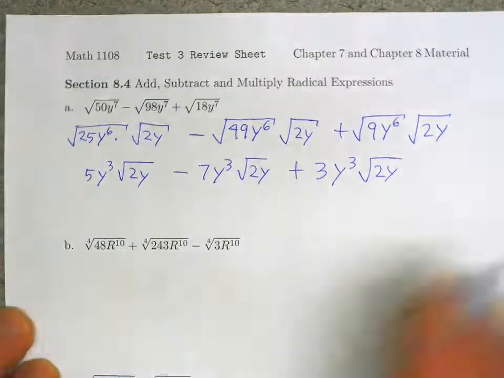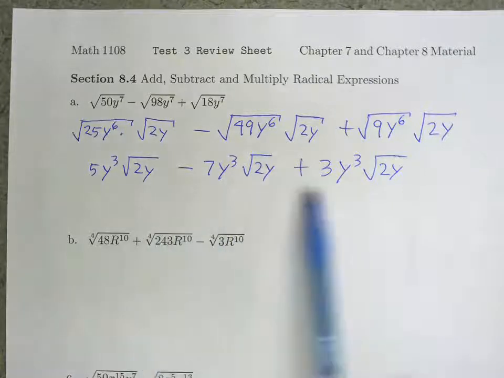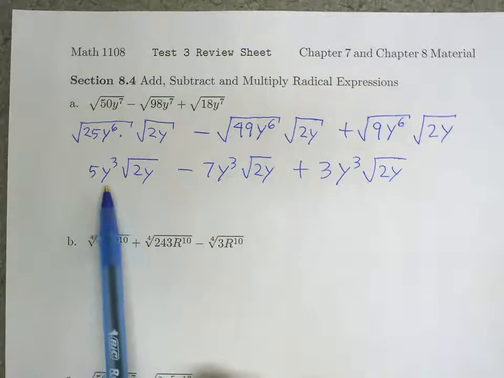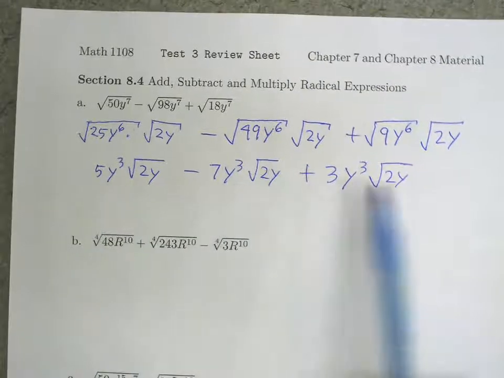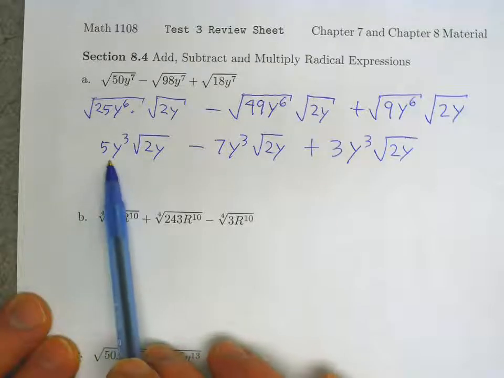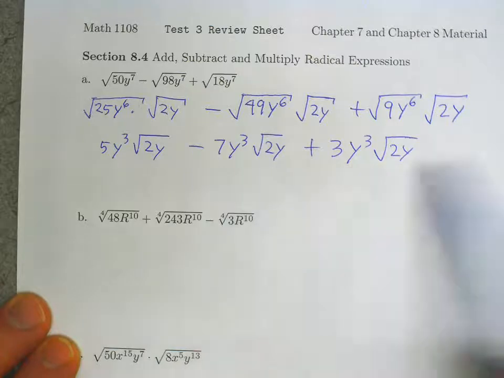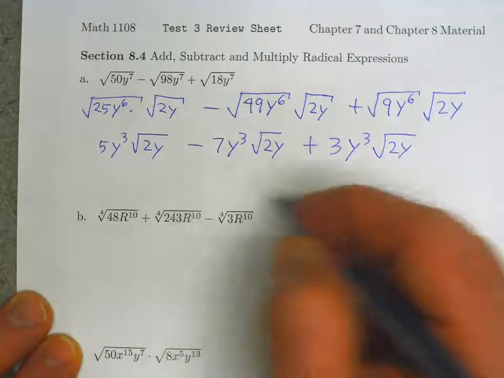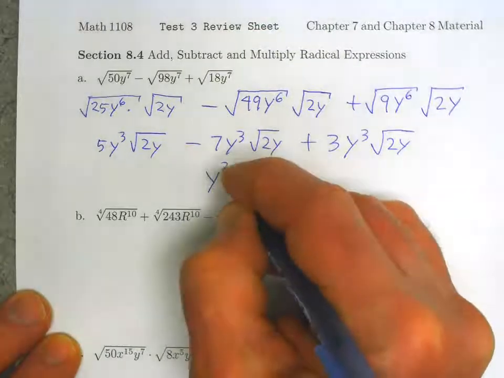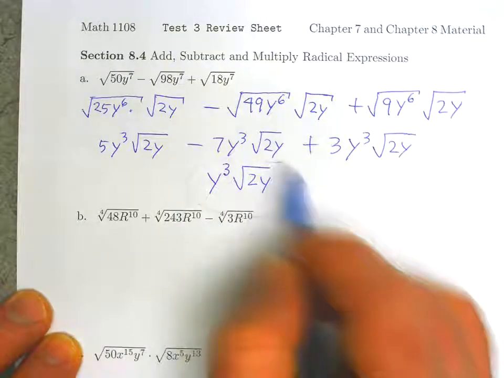And we can combine all three into a single term because the square roots are identical, the simplified square roots, and the variable parts on the outside are also the same. So 5 of those minus 7 of the same plus 3, all together we're just left with 1 times y to the 3rd times the square root of 2y. That's the simplified result.